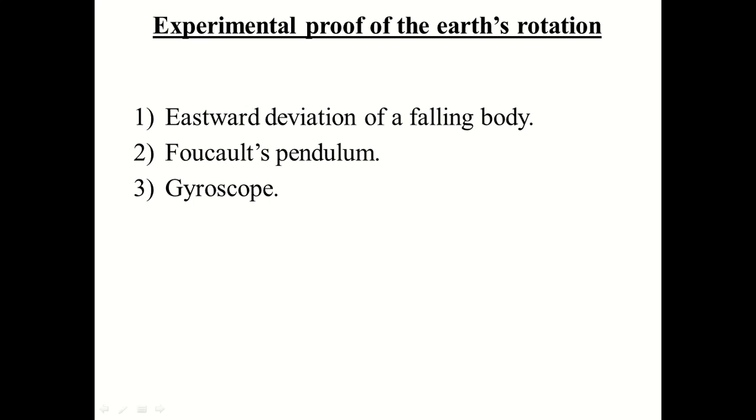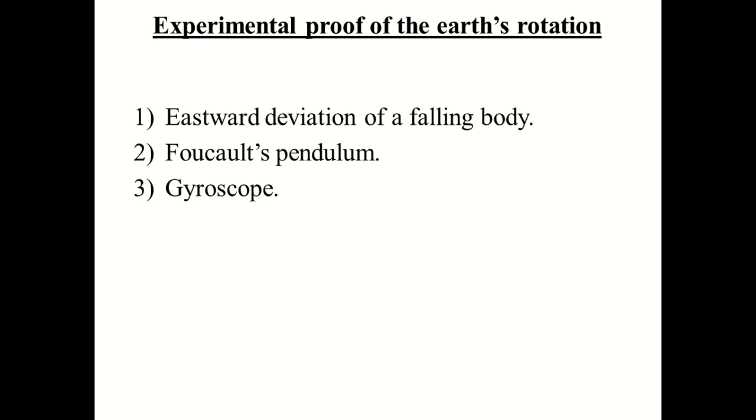The first one is the eastward deviation of a falling body. Another one is an experimental setup which is called the Foucault's pendulum, and also another thing is the gyroscope.